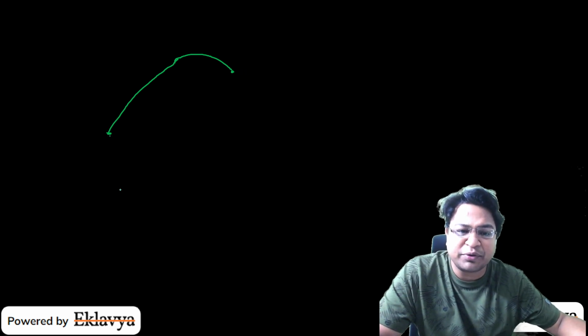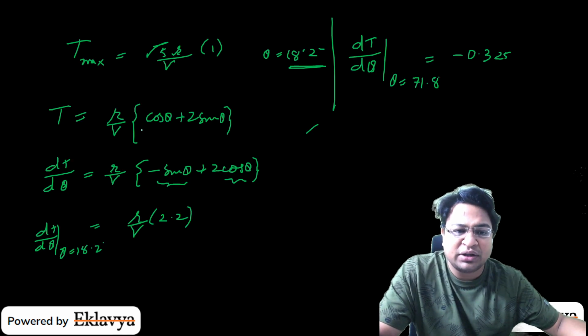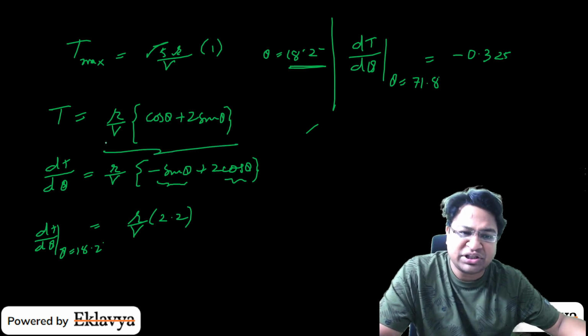So this is one possibility. The other possibility is this. Okay. So we will just check the value at the end, and that will give us the answer. So the value of t is here. So I'll check this value.